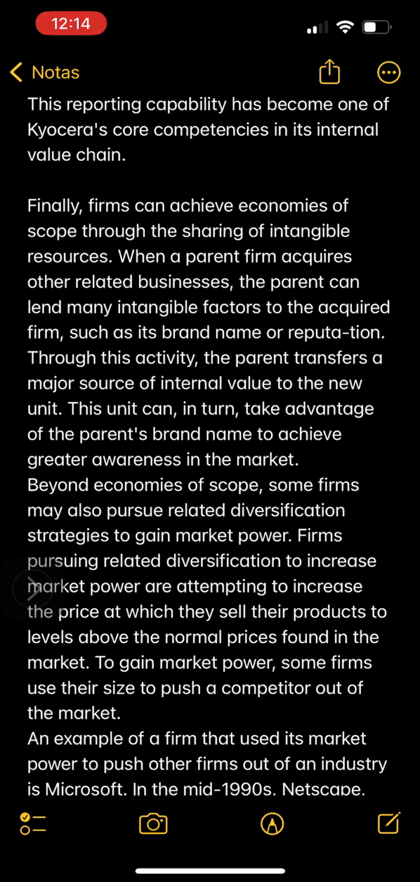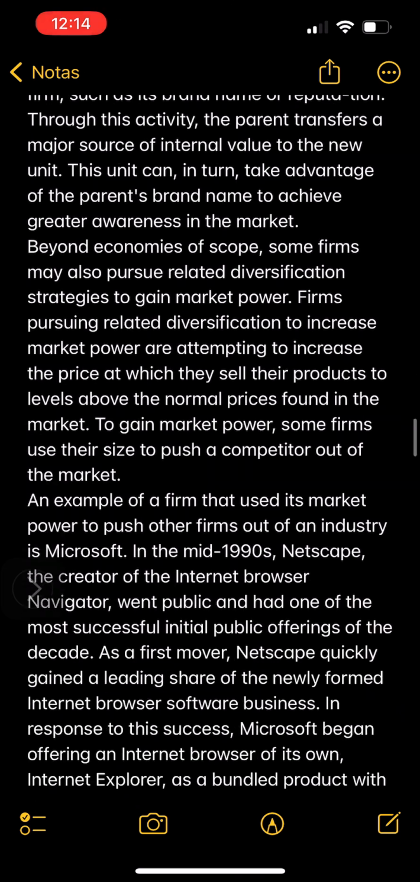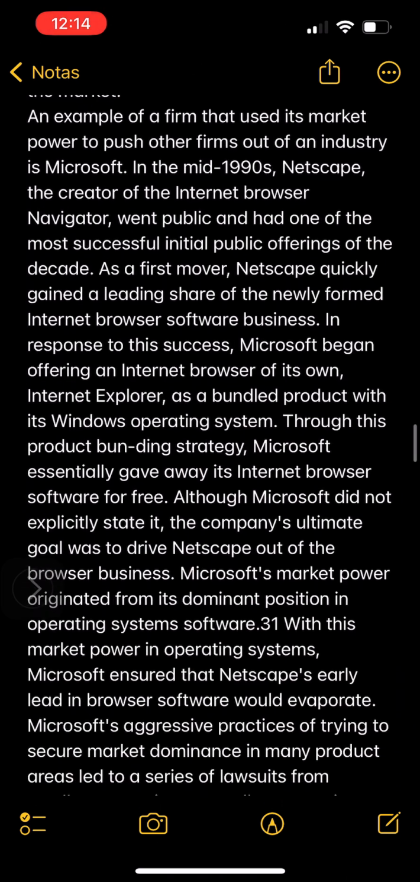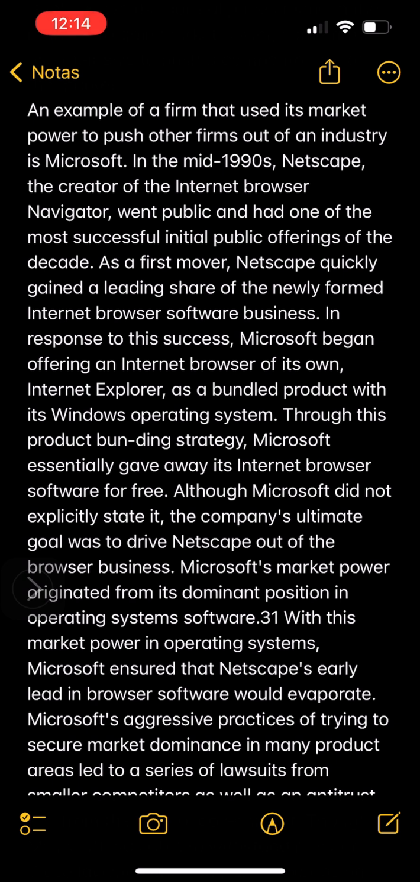Beyond economies of scope, some firms may also pursue related diversification strategies to gain market power. Firms pursuing related diversification to increase market power are attempting to increase the price at which they sell their products to levels above the normal prices found in the market. To gain market power, some firms use their size to push a competitor out of the market. An example of a firm that used its market power to push other firms out of an industry is Microsoft. In the mid-1990s, Netscape, the creator of the Internet browser Navigator, went public and had one of the most successful initial public offerings of the decade.